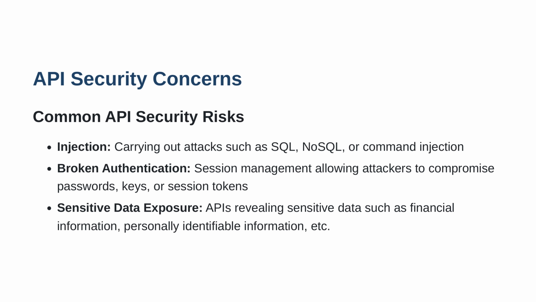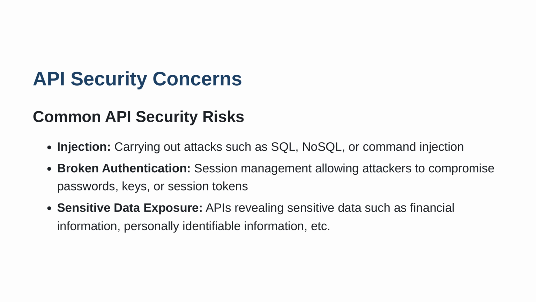Common examples of this can be password, keys, or session tokens compromise. Finally, we have sensitive data exposure. As APIs facilitate interaction between software, sometimes they might inadvertently reveal sensitive data. For example, financial information or personally identifiable information might be exposed if not properly protected.